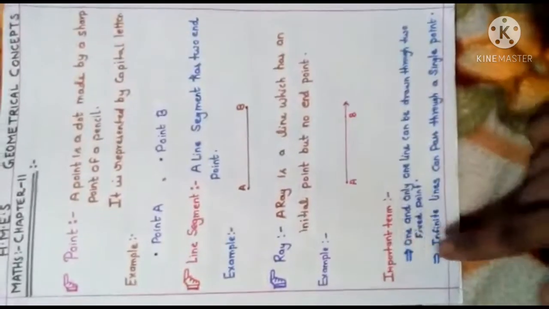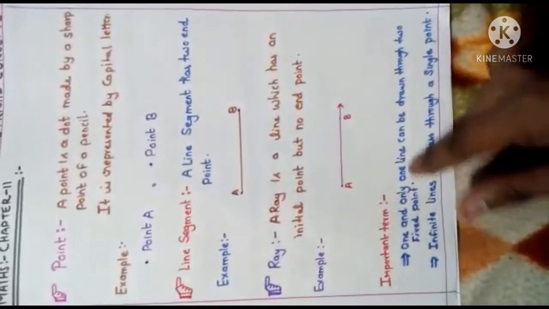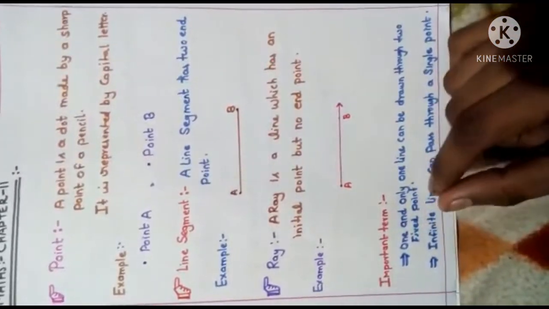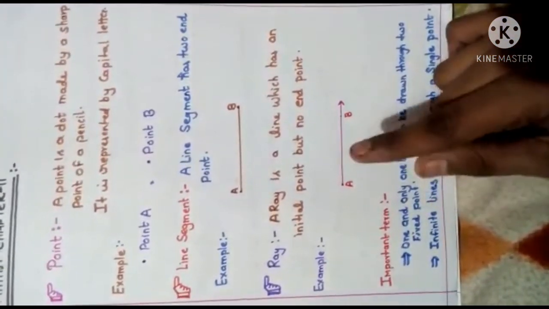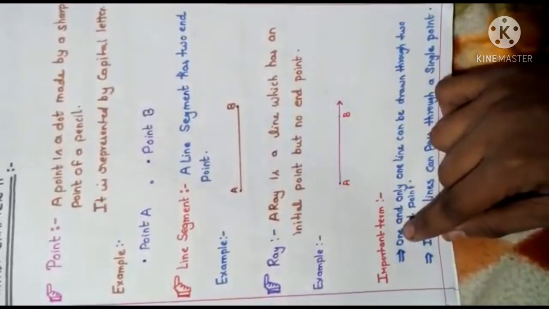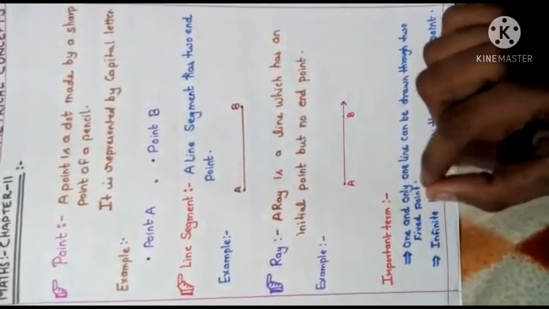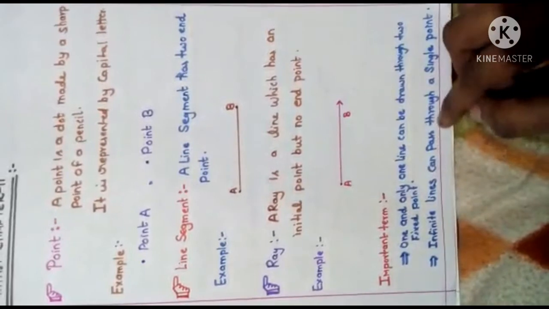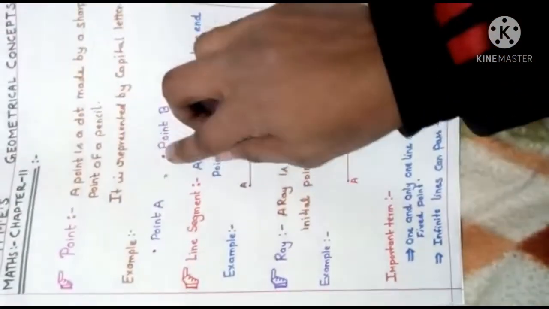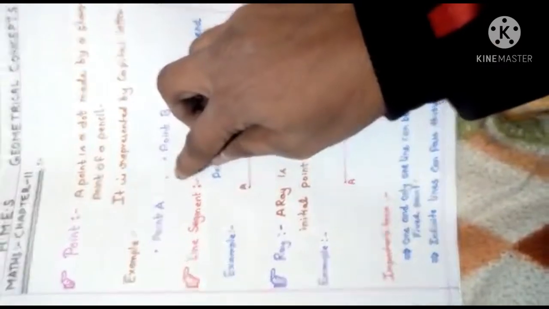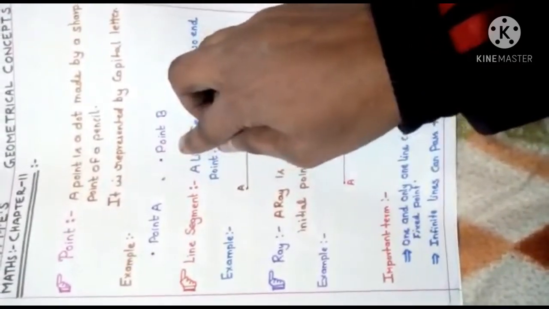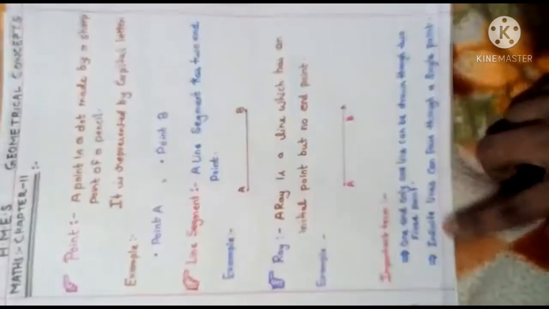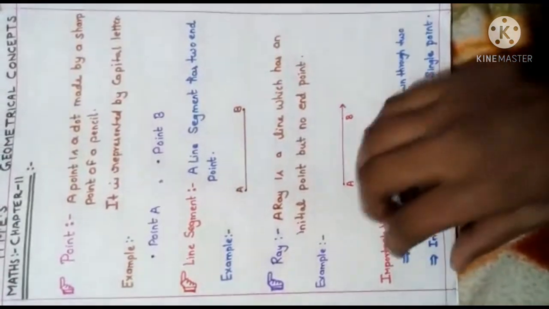Next important terms: one and only one line can be drawn through two fixed points. We can draw one line if two fixed points are present. Next, infinite lines can pass through a single point. If we draw a line in this way, then here, then here, then here, we can draw infinite lines. Okay, understand?